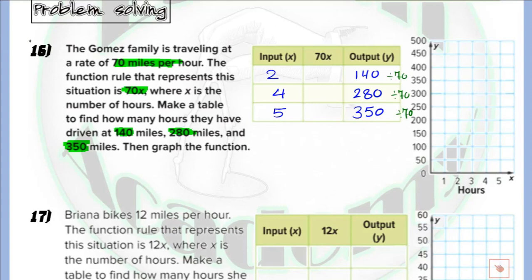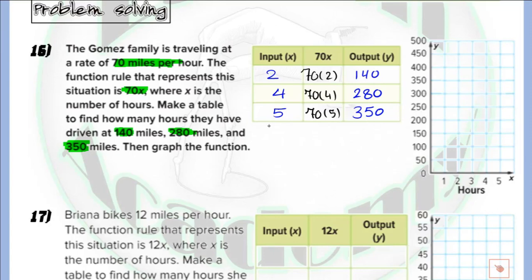If you need to check your answer, just multiply. 70 multiplied by 2, you will find that the answer is 140. And 70 multiplied by 4, you will find that the answer is 280 miles. 70 multiplied by 5, the answer will be 350.